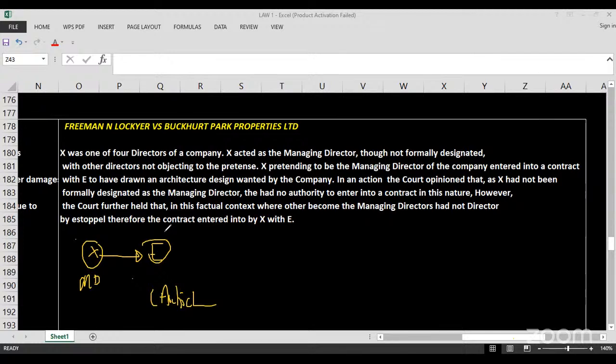However, the court further held that in this factual context, where the other directors had allowed X to act as the managing director, he was held to be one by estoppel, and therefore the contract entered into by X with E was binding.